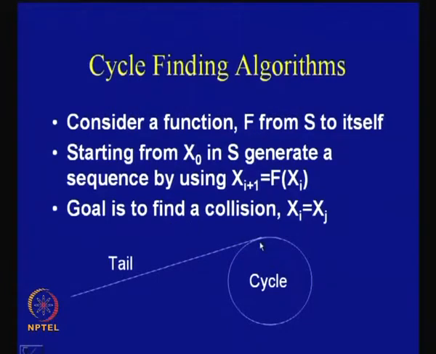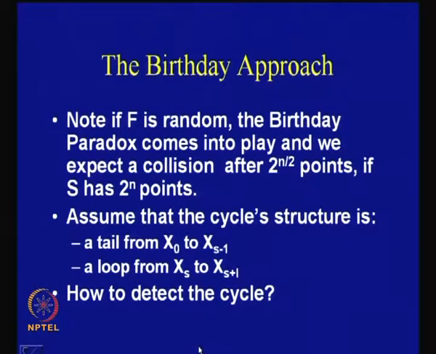The goal is to find a collision such that xi and xj are the same, that is, xi and xj result in the same value. So we can actually have a birthday approach. Note that if f is random, then the birthday paradox comes into play, and we expect a collision after 2 to the power of n by 2 points if S has got n points, 2 to the power of n points.